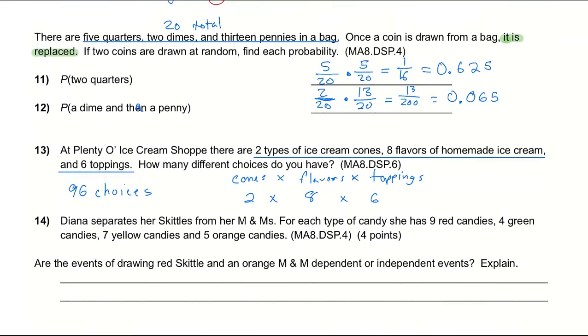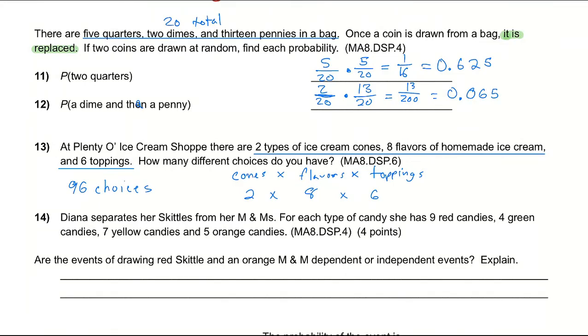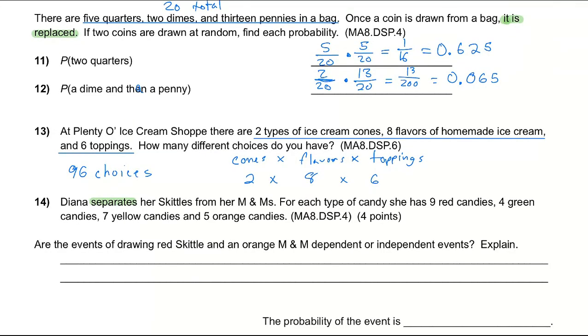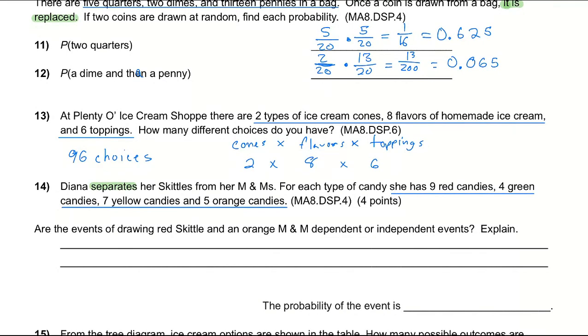All right. Number 14. Diana separates her Skittles from her M&Ms. So this one actually is an interesting question. Separates is the key word here. So there's going to be a pile on one side that has M&Ms and on one side that has Skittles. For each type of candy, she has 9 red candies, 4 green candies, 7 yellow, and 5 orange. Are the events of drawing a red Skittle and an orange M&M dependent or independent?